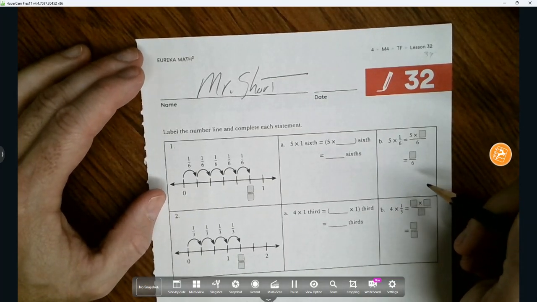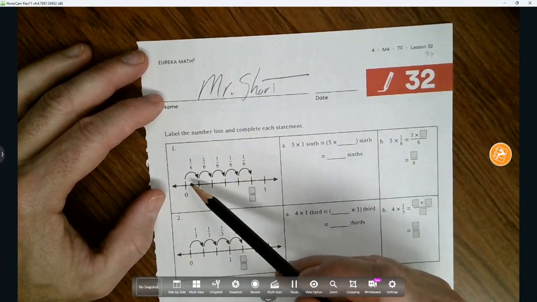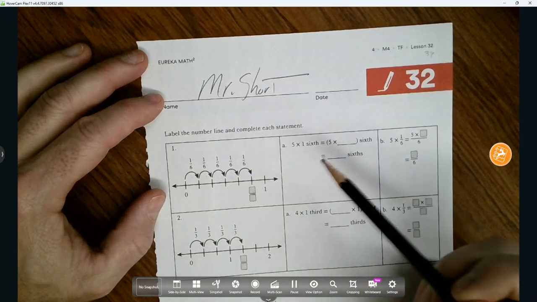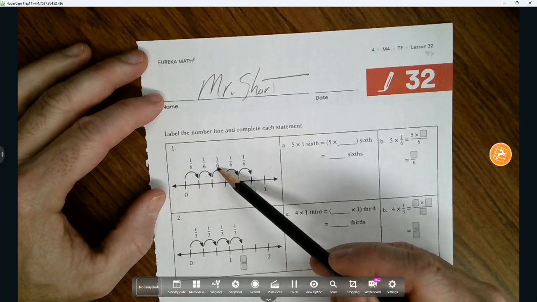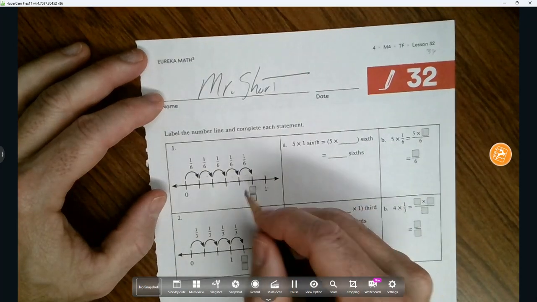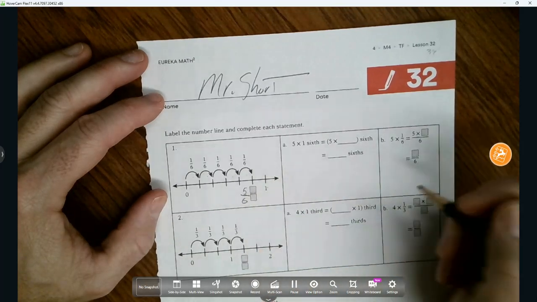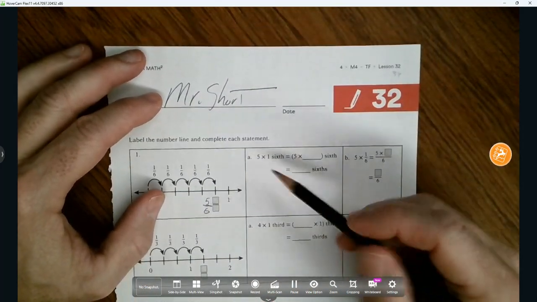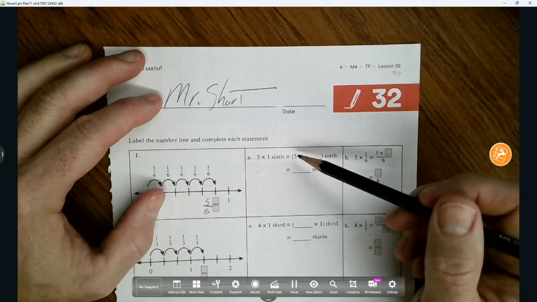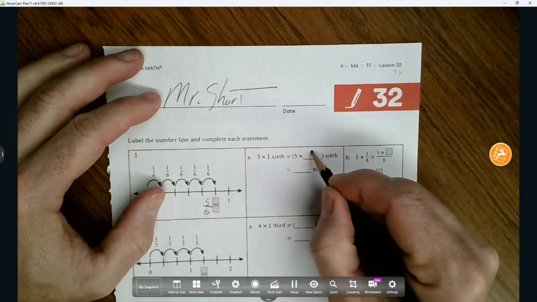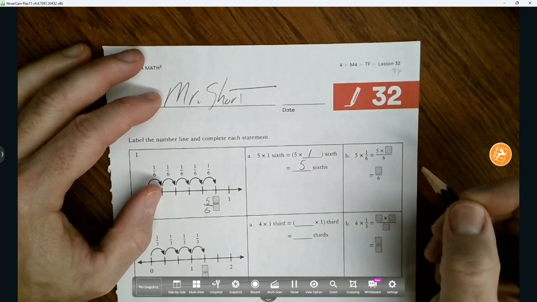All right, let's look at today's assignment. It says label the number line and complete each statement. All right, so we have 16, and it wants us to say what this is. So we have 16, now 26, now 36, now 46, now 56. And I'm going to write it next to there because I can never fit in that box. This is supposed to be in the box. All right. A, 5 times 16 equals 56.